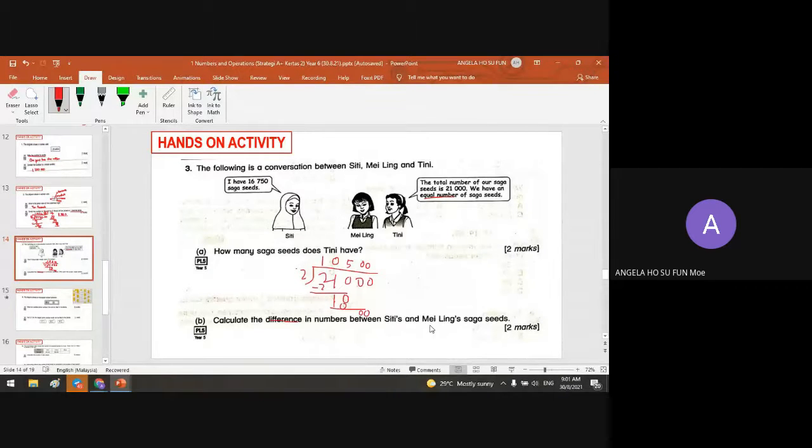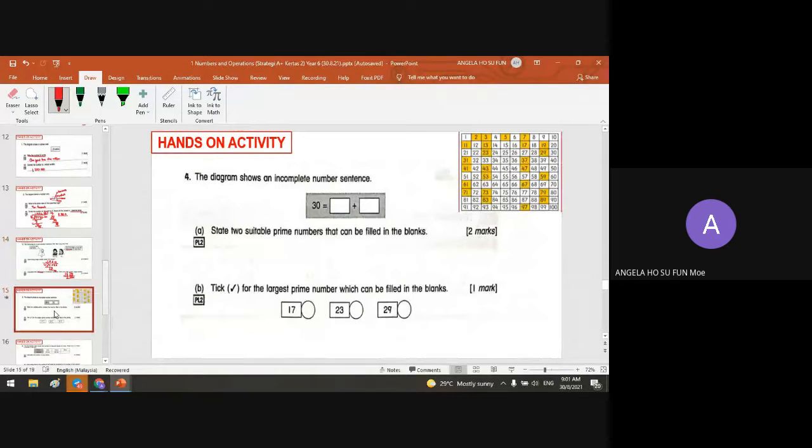So what you're going to do, use the bigger number, that is 16,750 minus 10,500. The biggest number minus the smallest number. This is 0. 5 minus 0 is 5. 7 minus 5 is 2. 6 minus 0 is 6. So your answer is 6,250. Yes, Zaira, you are correct. Okay. We go on, hands on, one more question.